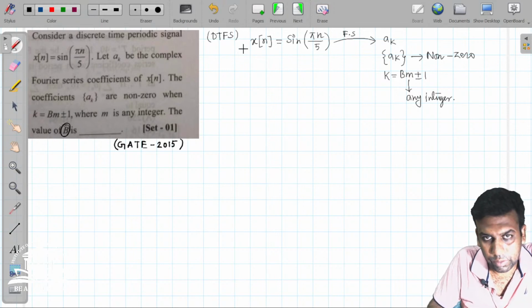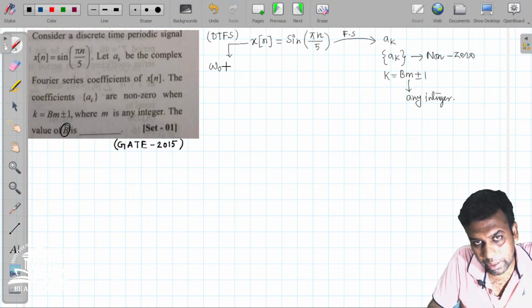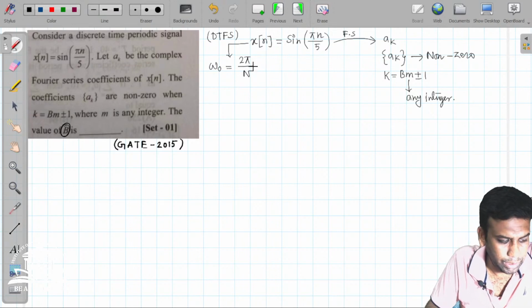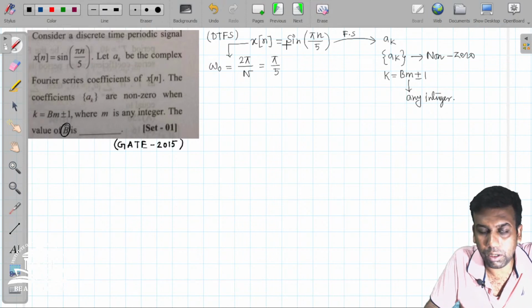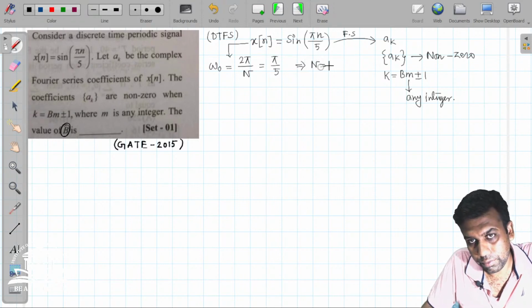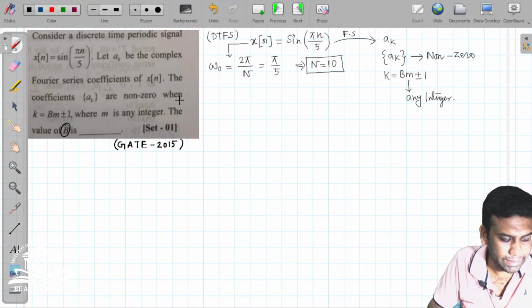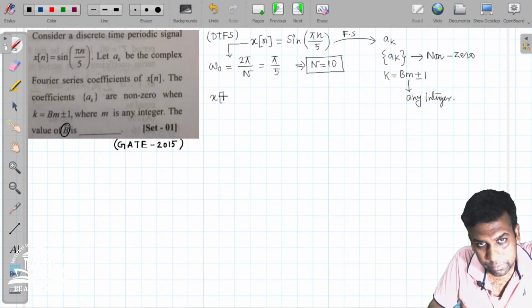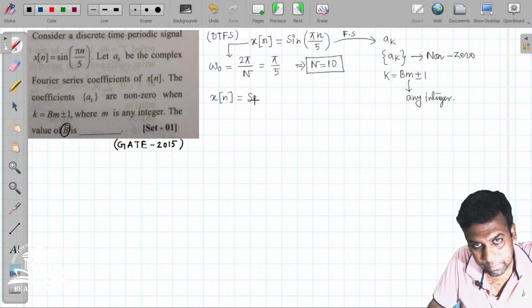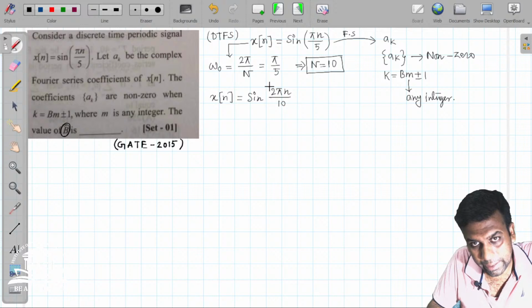Now from this discrete time signal, we can find the fundamental frequency. What will be the fundamental frequency? That will be omega 0, and omega 0 को मैं लिख सकता हूँ 2 pi by capital N. So that means it will be pi by 5. From this you know how to find the fundamental frequency of a discrete time signal. So you can see that the N value is capital 10, so the period of the signal is 10. Now xn can be represented as sine of 2 pi n divided by 10. I can write this.